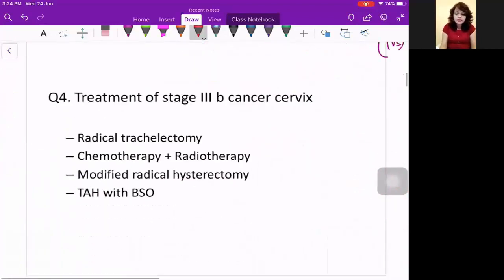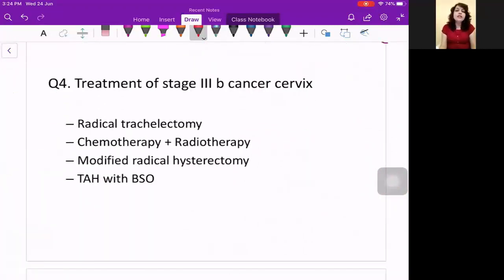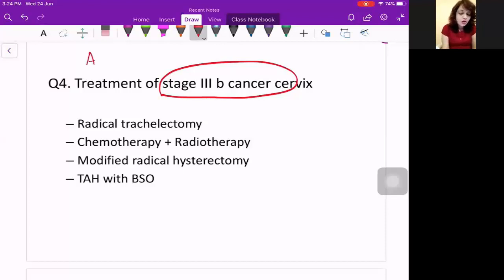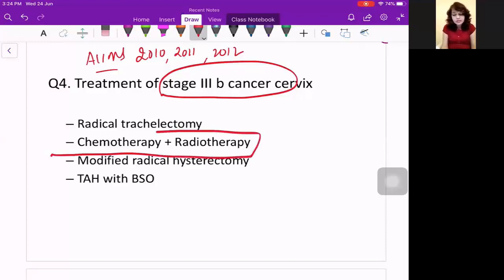Coming down to the next question: treatment of stage 3B cancer cervix. This is a very, very important question, and it is a repeat question. It has already been asked in AIIMS PG 2010, 2011, 2012, in NEET PG, and many exams. So let's see the options. It is radical trachelectomy, chemotherapy and radiotherapy, modified radical hysterectomy, or total abdominal hysterectomy with bilateral salpingectomy. I think everybody knows this answer.